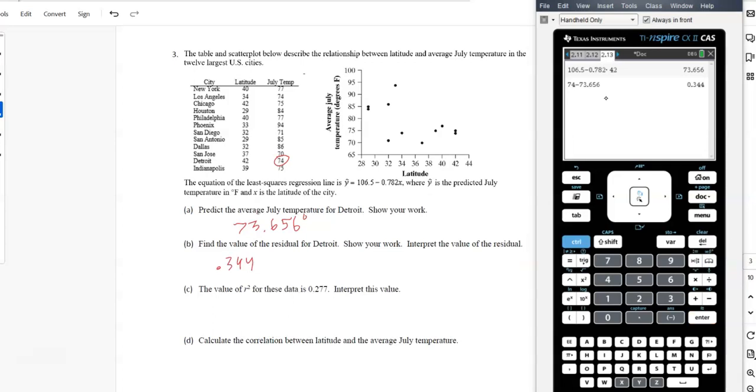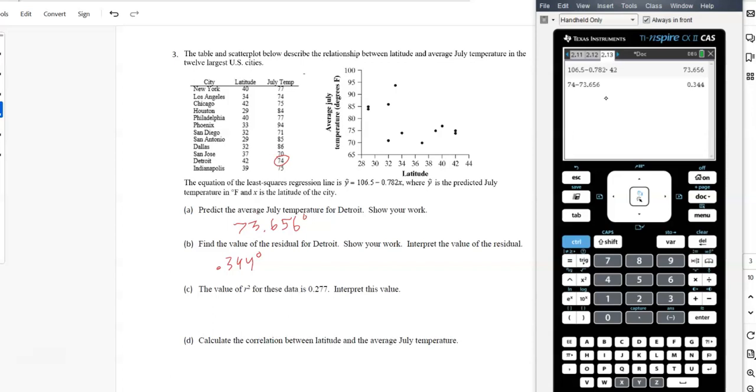Interpret the value of the residual. So our prediction for the average July temperature for Detroit was below what the actual temperature was by 0.344 degrees. So this is measured in degrees here.